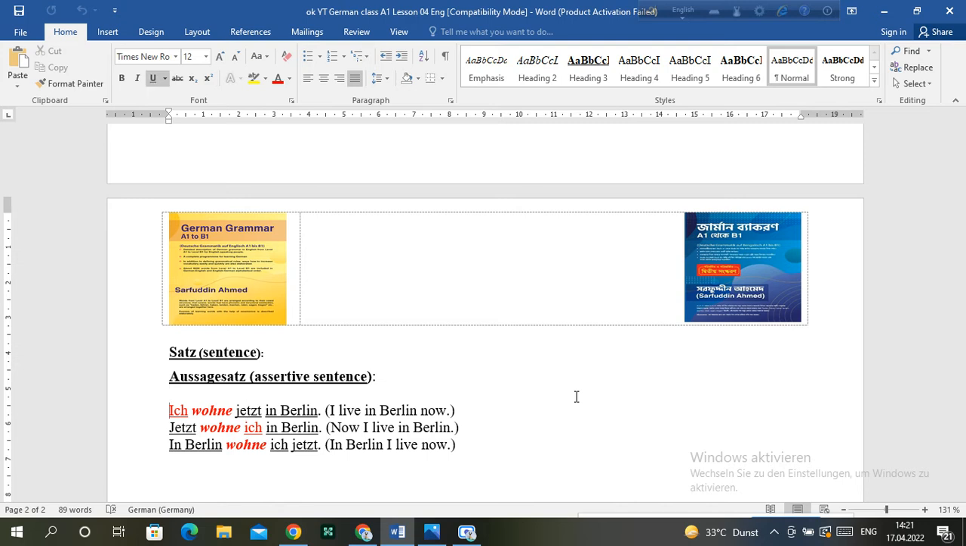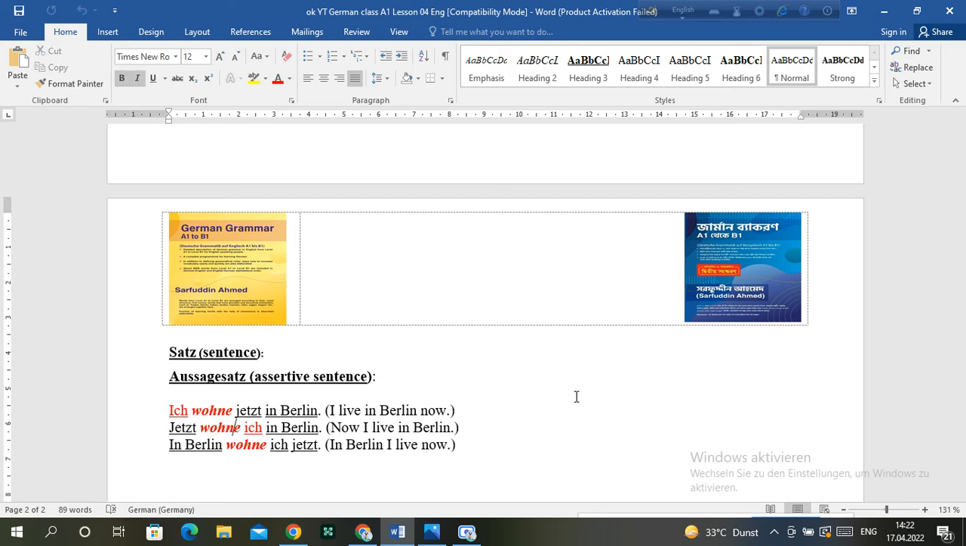Let us take an example. Ich wohne jetzt in Berlin. We have the subject here, ich, at the beginning, and right after that we have the verb, wohne, and then we have the other parts of the sentence, jetzt in Berlin. We can start the sentence also with some other part of the sentence, as for example, jetzt. Immediately after this part, the verb is used, wohne.